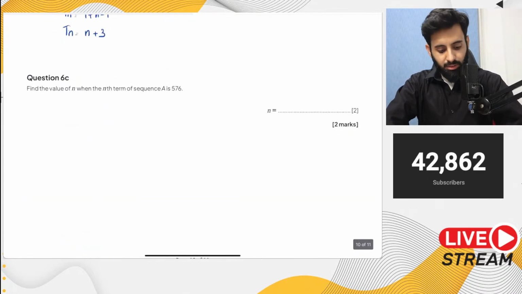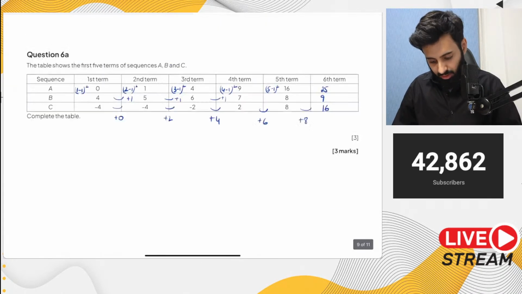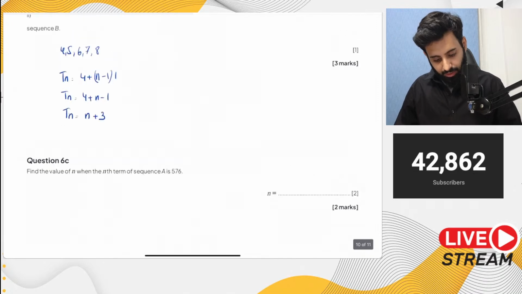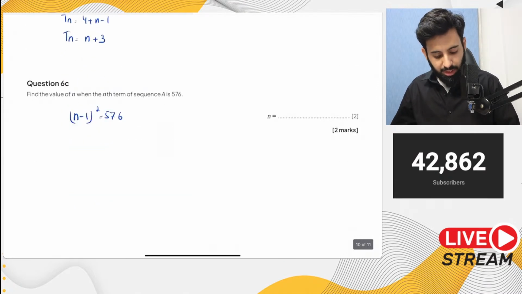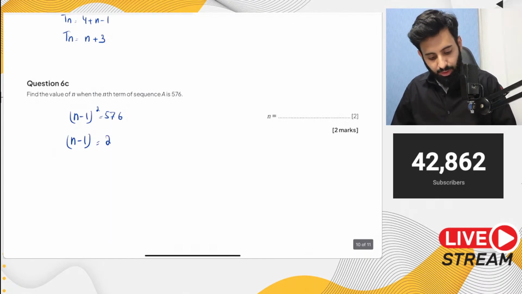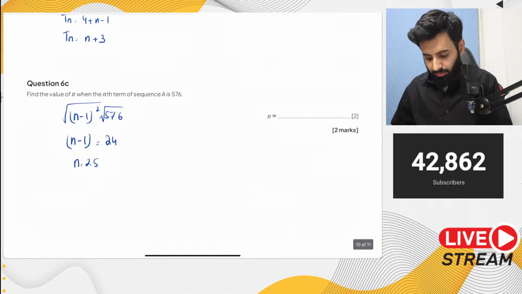Okay, now 6c. Let's see what that says. So 6c says find the value of n for which the nth term of sequence A is 576. Okay, so the nth term of sequence A is 576. That means n minus 1 the whole thing squared equals 576. Okay, so please do not waste your time trying to expand n minus 1 the whole thing squared. Just take the square root on both sides. So the square root of 576, that's 24. Okay, and what is n equal to? n is equal to 25, and there you go. That's your answer.